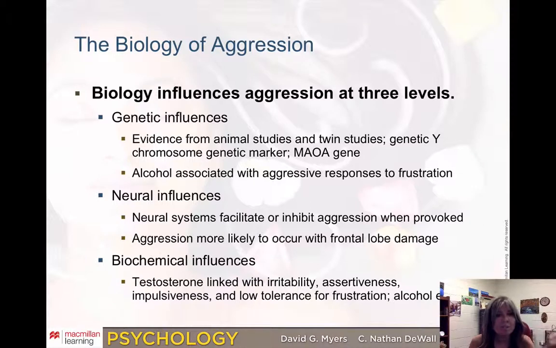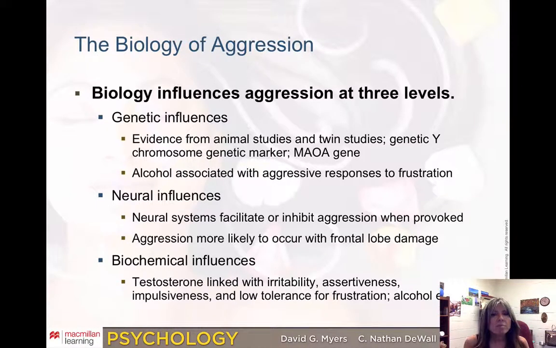Alcohol also increases it. Frustration increases it. The frustration aggression hypothesis is that when someone's frustrated, they may react with aggression. You may act the opposite way too. Some people cry when they're frustrated. They just get so frustrated they just start crying. Some people are the opposite. They start breaking things. Okay, so aggression can be motivated by frustration.